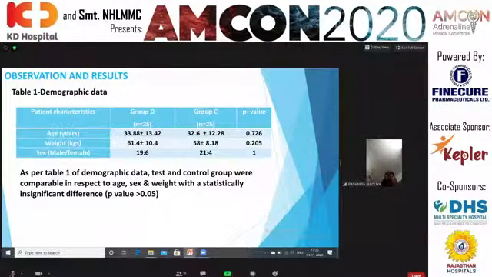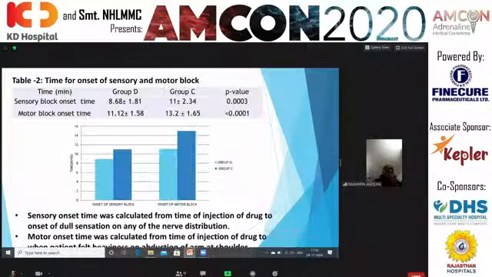This p-value shows no significant difference, as clearly shown here in group D the p-value is greater than 0.05. Next slide, please. This is graph 2. The light blue color is group D and the dark blue color is group C. In light blue, it is clearly shown that onset of sensory and motor blockade is earlier than in group C, in which the drug dexamethasone was not used.